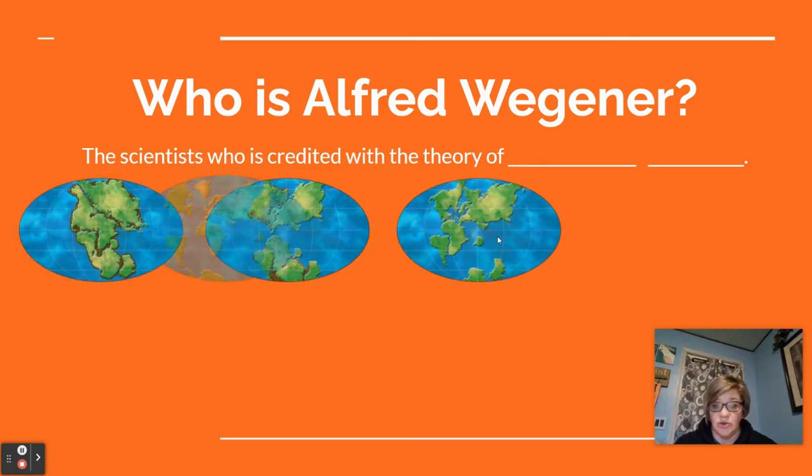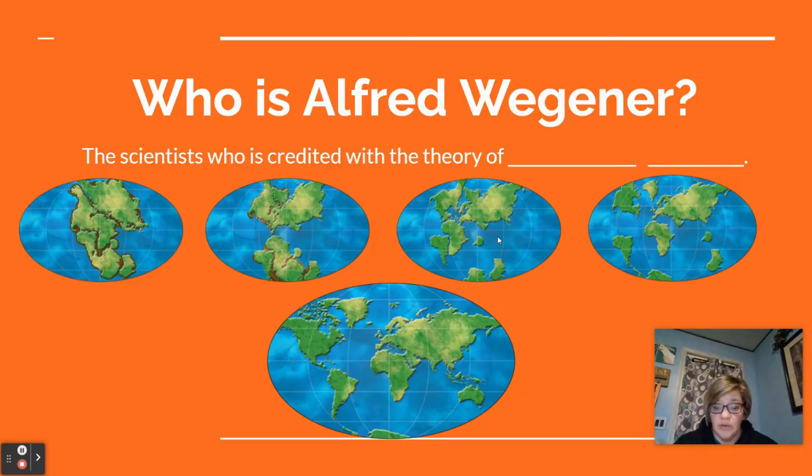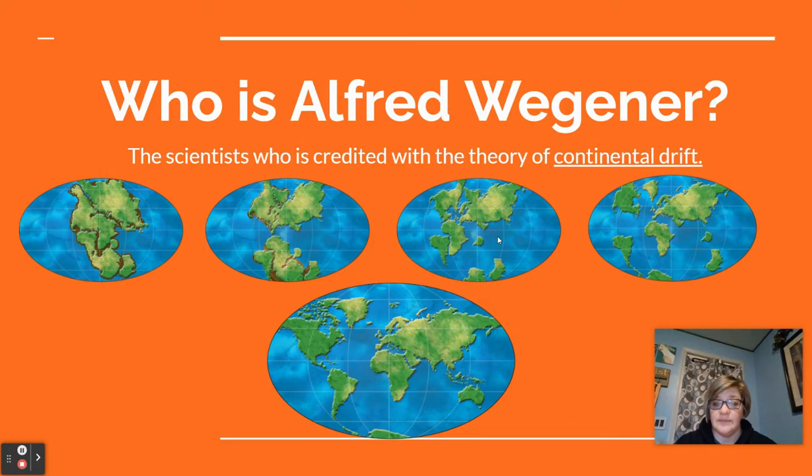It's changing Earth. How Earth has changed over time. What do you think that is? It's called the theory of continental drift. How these continents, the continents on our planet, have changed and moved over time. That is Alfred Wegener.